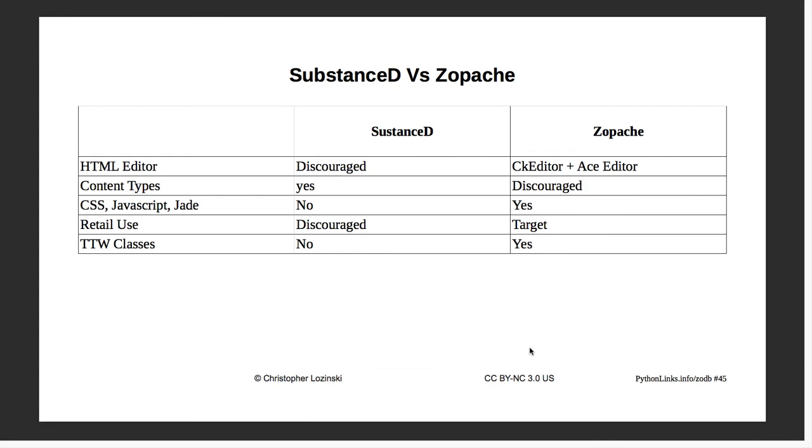Last set of conceptual differences between Substance D and Zopachi. Remember, these come from very different communities. Substance D, if you go to the Defense of Pyramid, is very clearly in the space of doing large corporate applications with multiple installations. Zopachi is very clearly for the startup community. You're bringing up one application, one website. And so we do things differently.